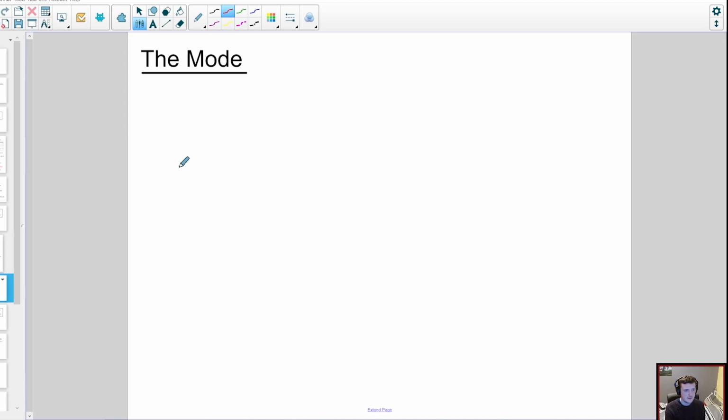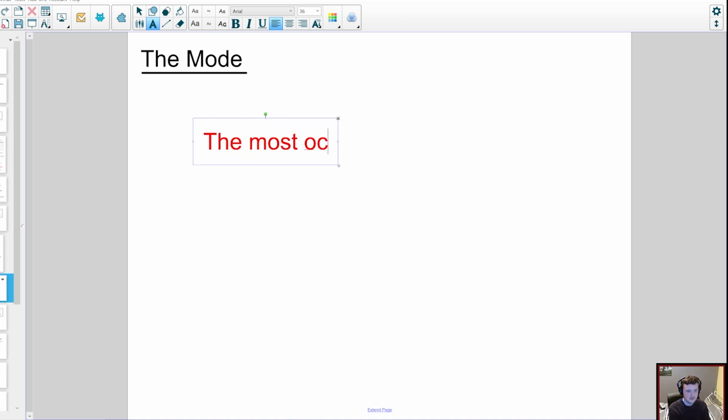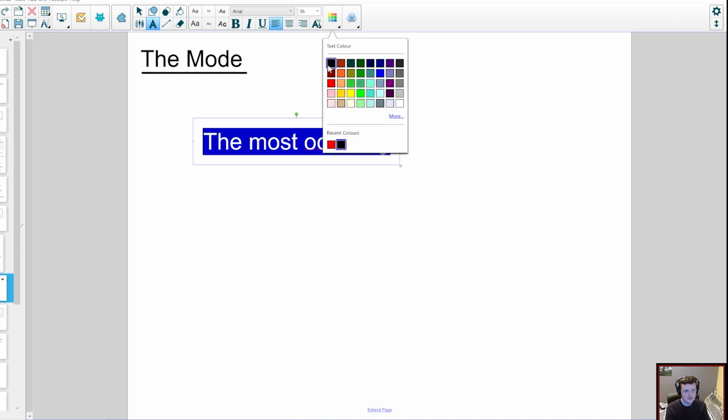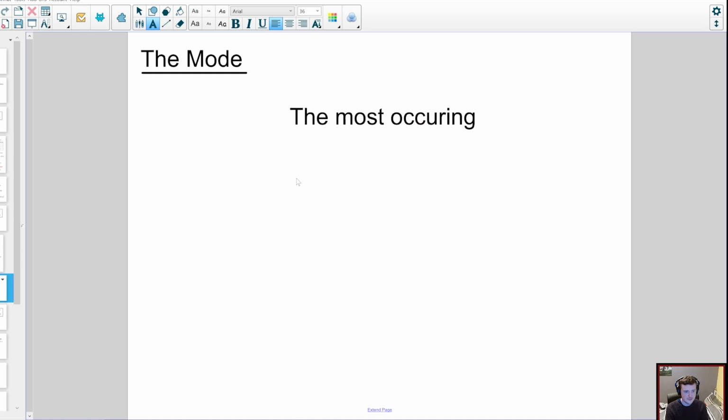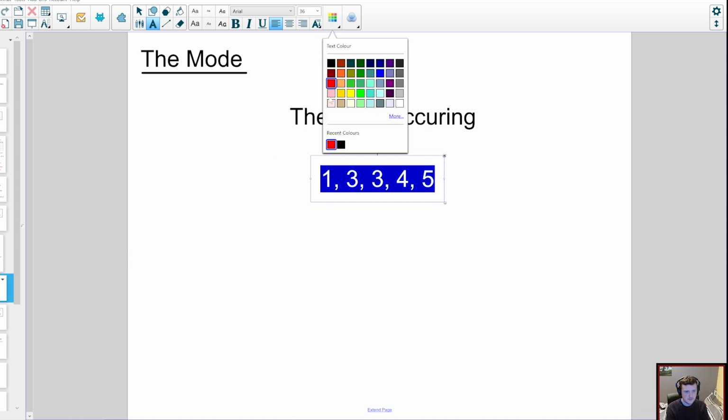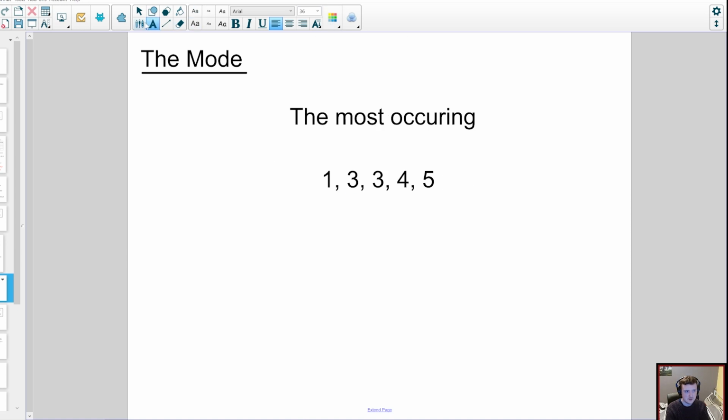Okay, next, the mode. Well, what is the mode? The mode is the most occurring number. So what that means is the number that appears the most times. So in this case, if we have some data, I have 1, 3, 3, 4, and 5. We would say that the most occurring number is 3 because there are 2 3s. And so our mode is the number 3.